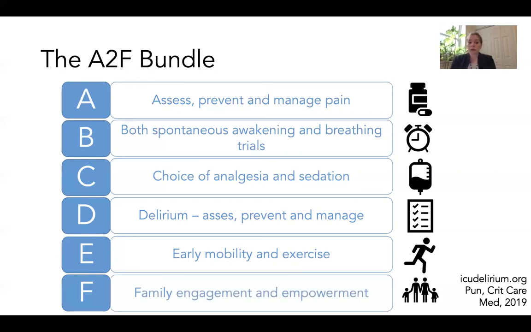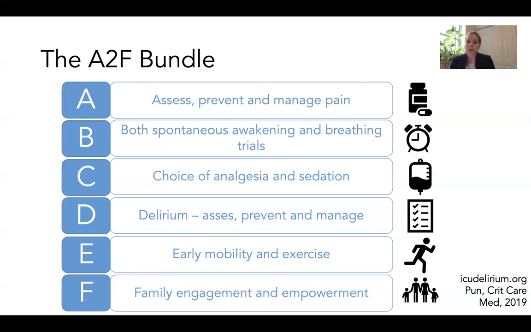And then finally, F stands for family engagement and empowerment. Involvement of patients' families and loved ones is essential. COVID-19 infection control measures have prevented our usual family communication patterns, and so providers should employ some creative strategies, which we'll talk a little bit more about in a minute.